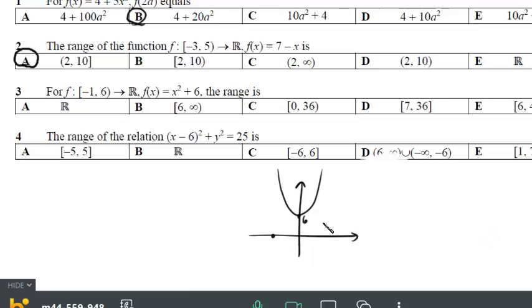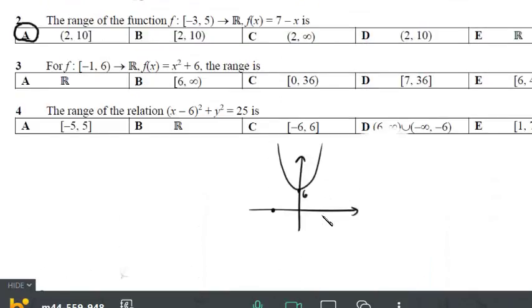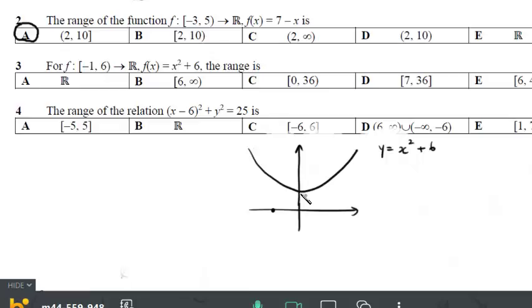Maybe I should draw this wider. Give me a minute. So I draw a bit wider, like that. This is y equals x squared plus 6, and this has moved up, so this point right there is 6. And it is going from -1 to 6.